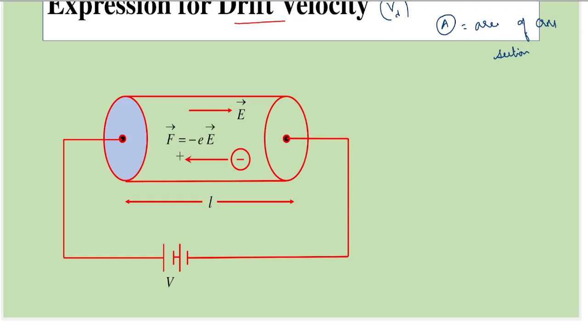Let us consider two ends called end P and end Q, across which a potential difference is applied. The potential difference will create an electric field as shown in the figure. Let this conductor contain capital N number of free electrons. So it contains N, which is the number of free electrons.